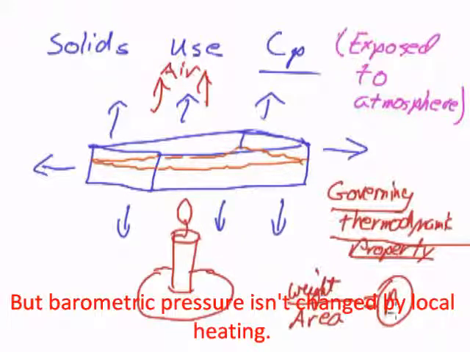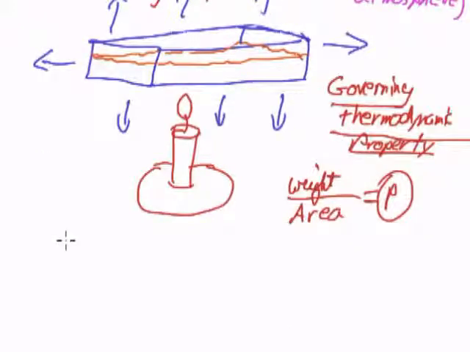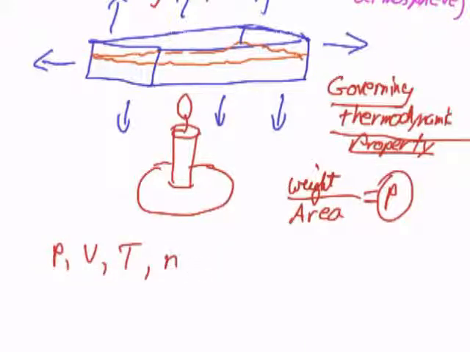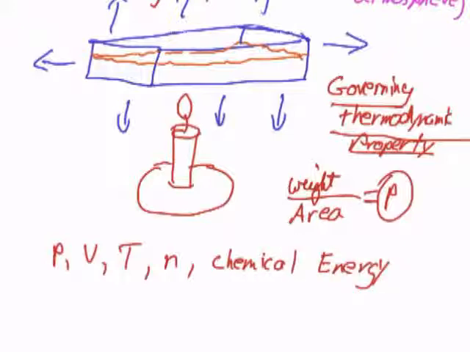But in any case, that change in pressure is going to be the least changed of all of the thermodynamic properties. Thermodynamic properties include pressure, volume, temperature, number of particles, and sometimes something called chemical energy. Those are all things that can change in thermal processes.